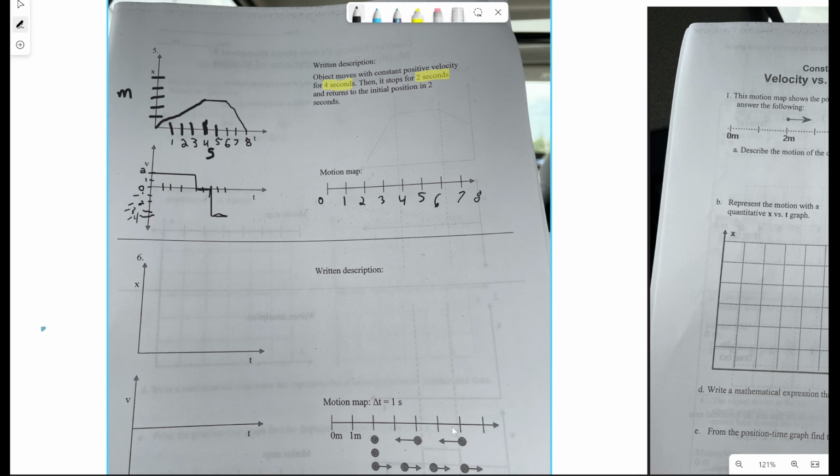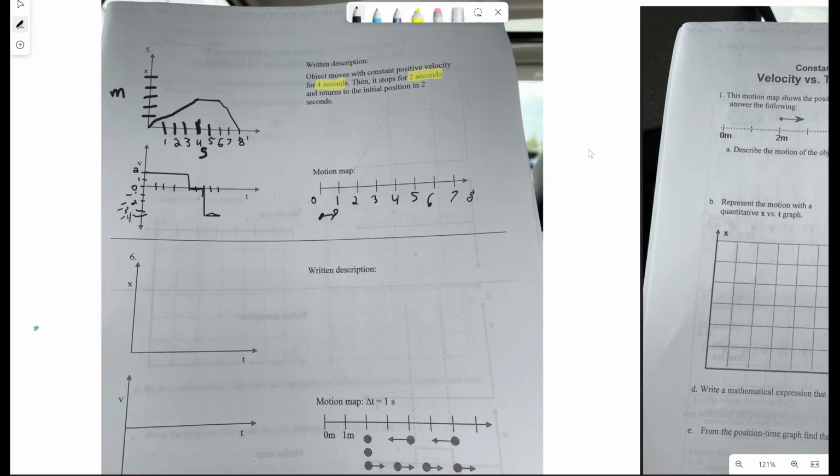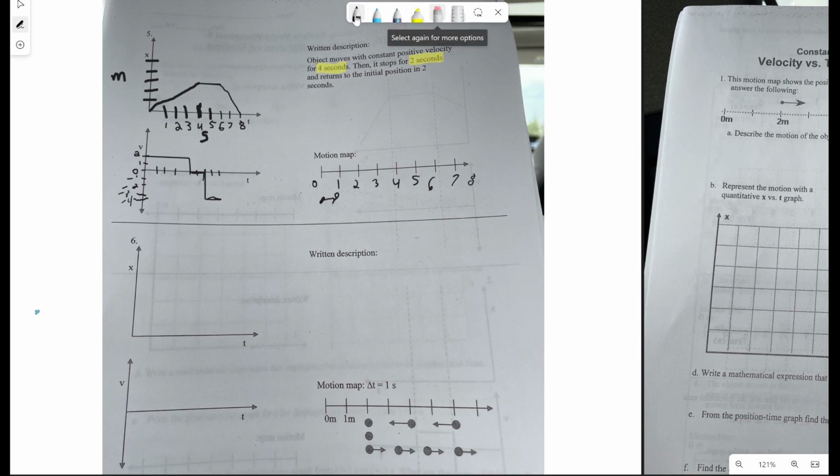If we're copying this picture down here, object moves with a constant positive velocity for 4 seconds. You'd have your dot right here, and then you have your arrow. 1. Let me see if I can do this with my mouse a little easier. It's not letting me write. There we go. 1. You have another dot right here. 2. Another dot right here. 3. Another dot right here. 4.